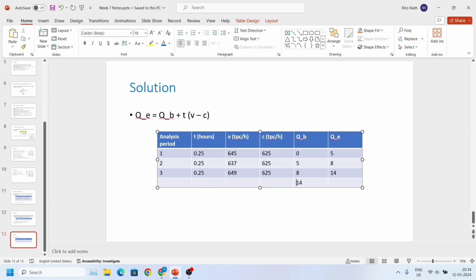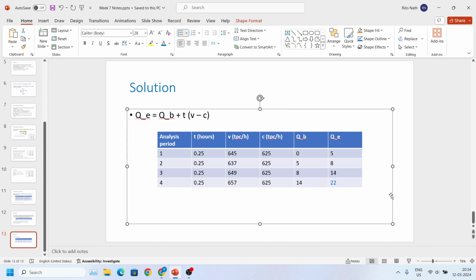So this is at the end of the fourth analysis period. I think this was 657, yeah, 657. So now this difference is 32, so that's 0.25 times 32, which will be 8. So that's 14 plus 8, that's 22. So 22 is the final answer. Your length of the queue at the end of 60 minutes is this 22.